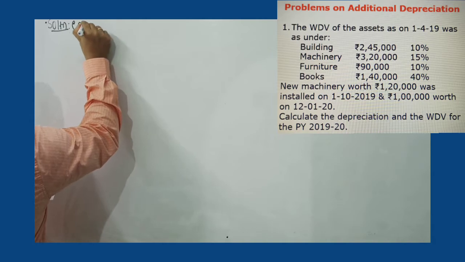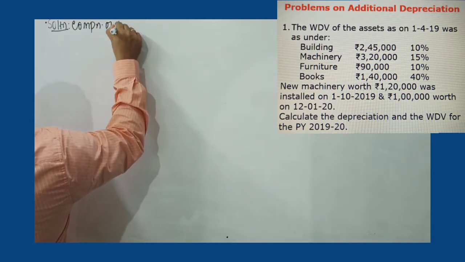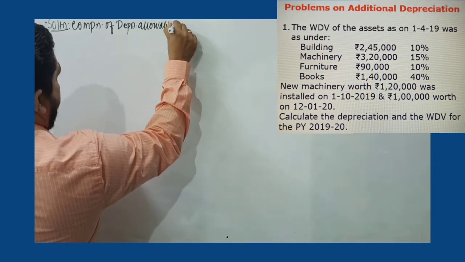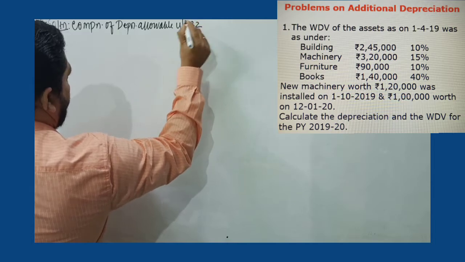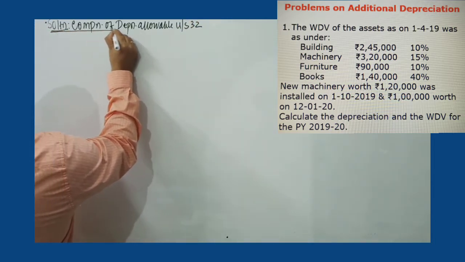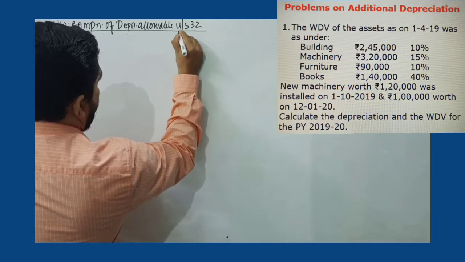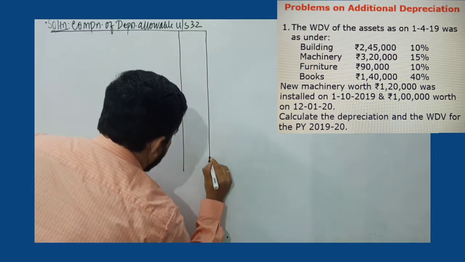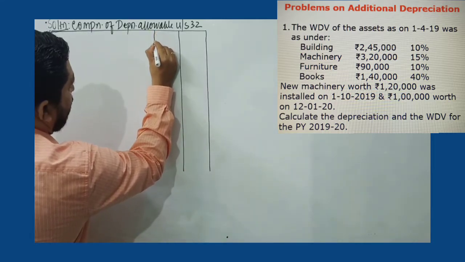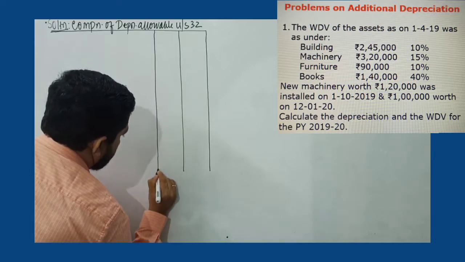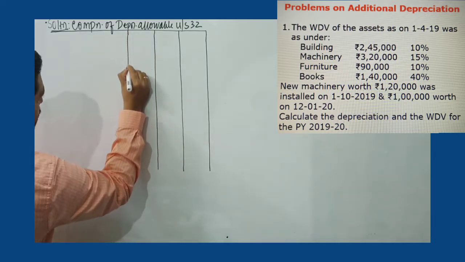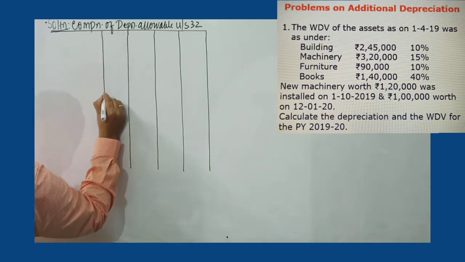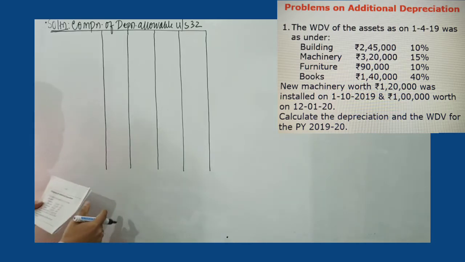I will record the heading as computation of depreciation allowable under section 32. So we have 4 blocks of assets, so we will be preparing 4 amount columns. Because each of the block requires a separate amount column, so we will take that. So this is the second column, the third amount column, and the fourth amount column.